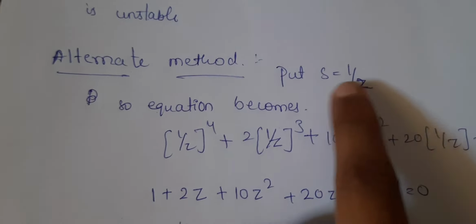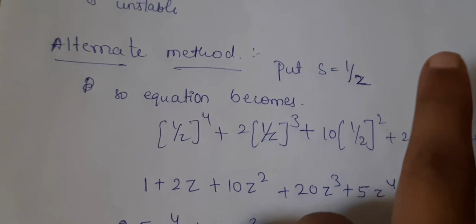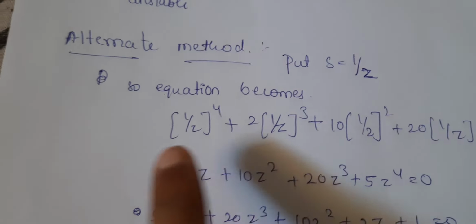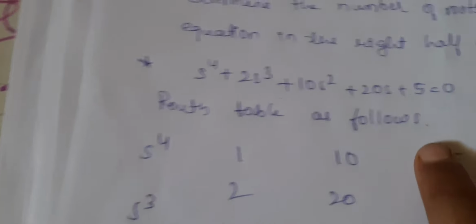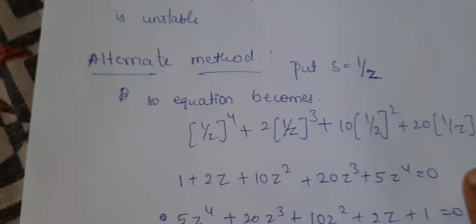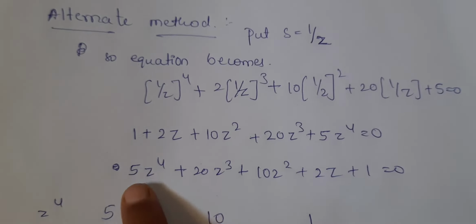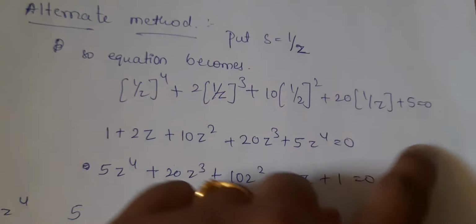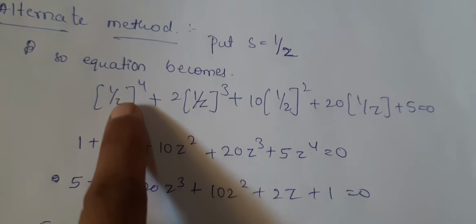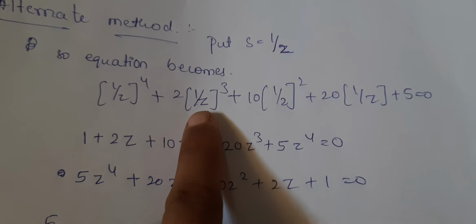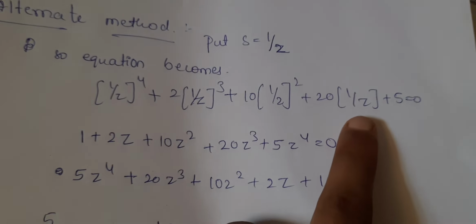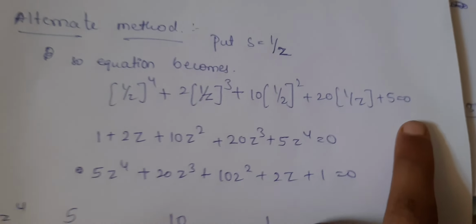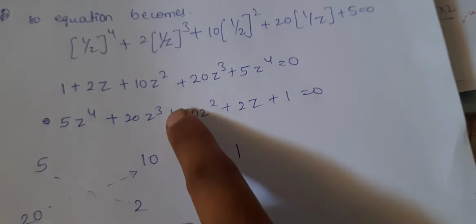And one more, an alternate method, is to put s equal to 1 by z. In the given equation, s raised to 4 plus 2s cube, in the place of s we have to keep 1 by z, and we simplify that. 1 plus 2z, and 1z is missing. We have taken the LCM: z raised to 4 plus 2z plus 10z square plus 20z cube plus 5z raised to 4, divided by z raised to 4.